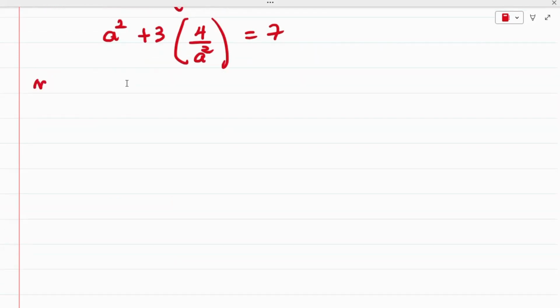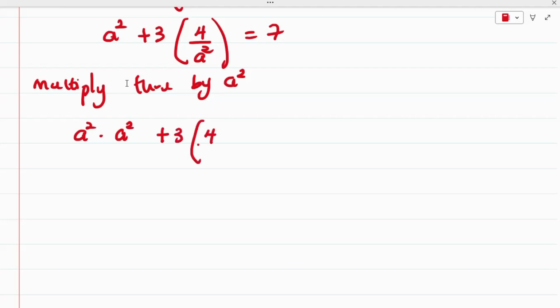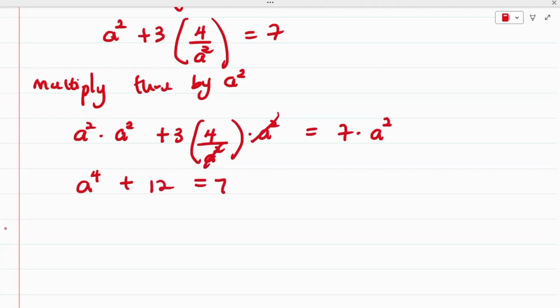So we want to simply multiply through by a squared. So we have a squared multiplied by a squared plus 3 into 4 divided by a squared multiplied by a squared, equals 7 multiplied by a squared. So we have a to the power of 4 plus, this cancels out this, so 3 multiplied by 4 is 12, equals 7a squared. So rearranging this equation and setting it to 0, we have a to the power of 4 minus 7a squared plus 12, and this equals 0.